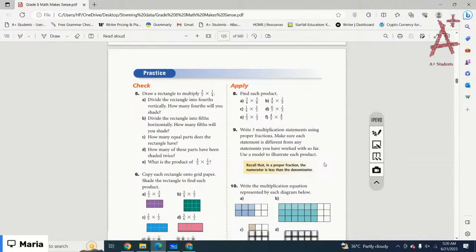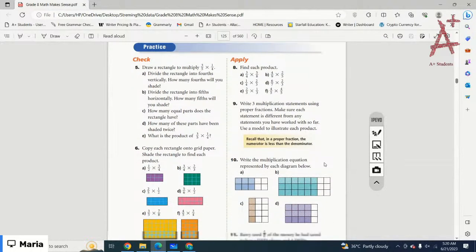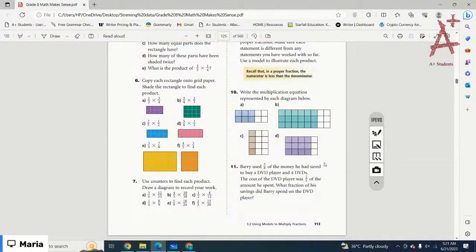Okay, just look at question number 6. Copy each rectangle onto grid paper. Shade the rectangle to find each product. Got it? Okay, you have to do 1 by 2 times 3 over 4. Got it?